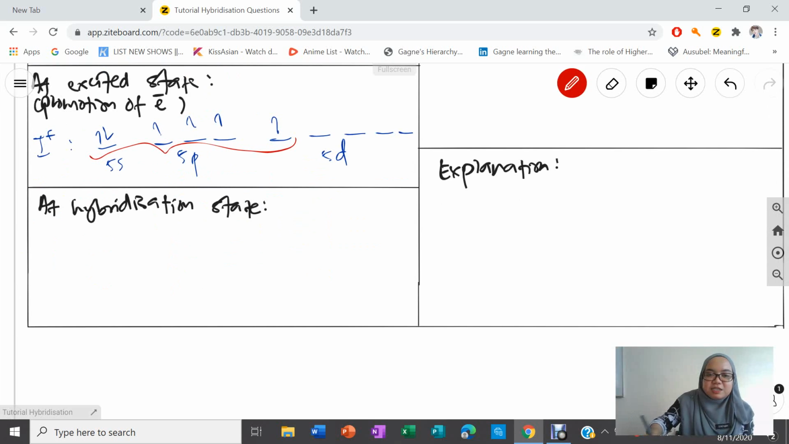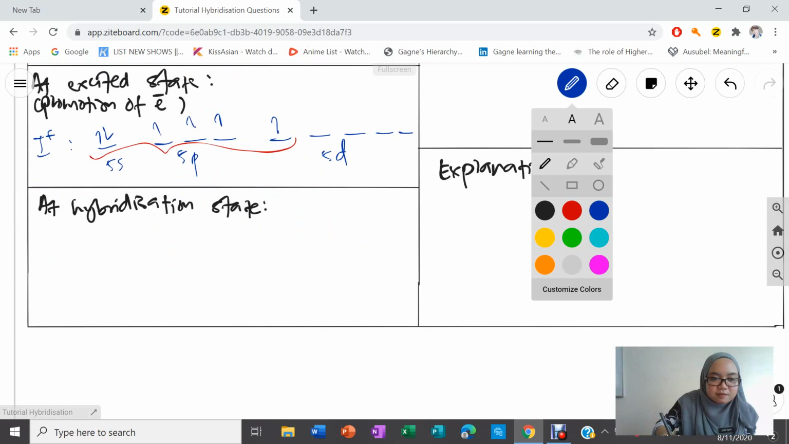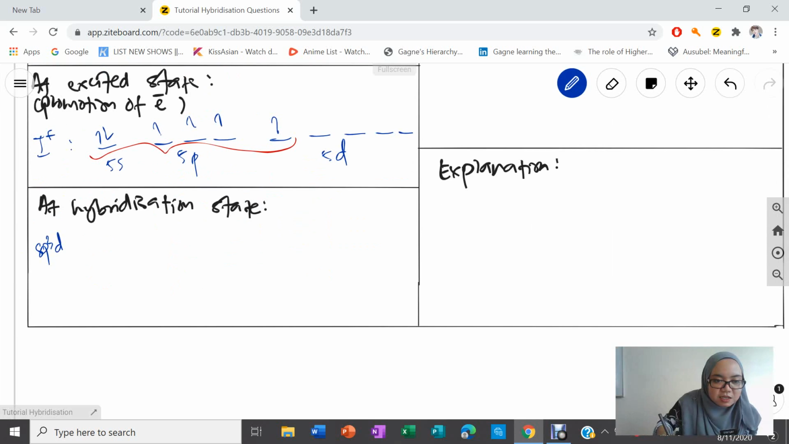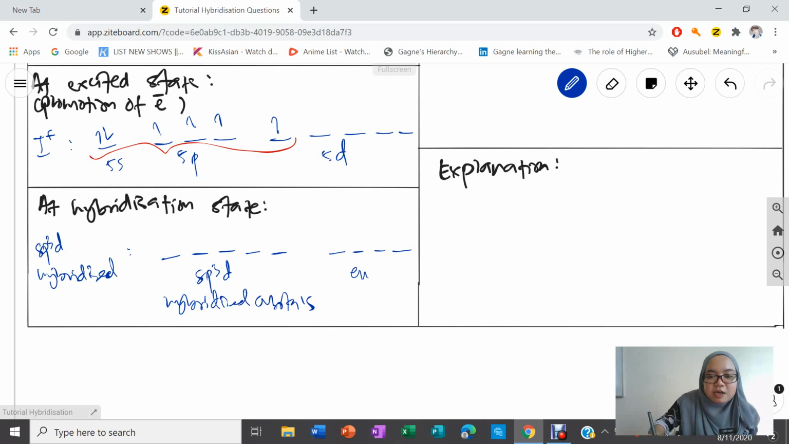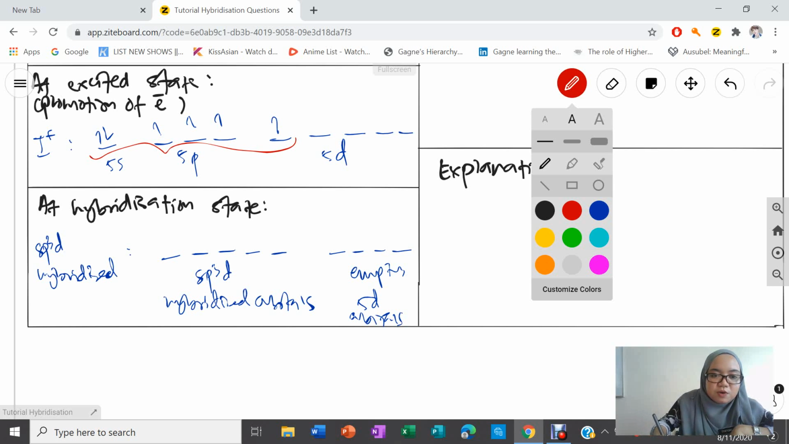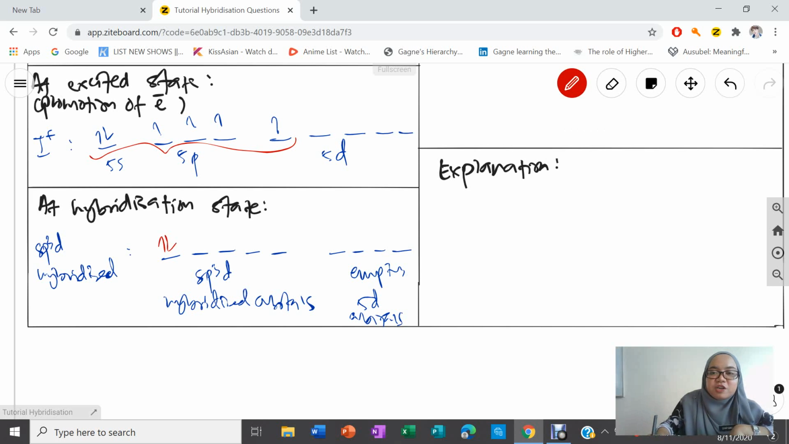So at hybridized state, sp3d hybridized will form 5 sp3d hybridized orbitals, and empty 5d orbitals. Okay, so now draw one lone pair because we have one lone pair according to the structure, and then 4 unpaired electrons to form sigma bonds with the chlorine.